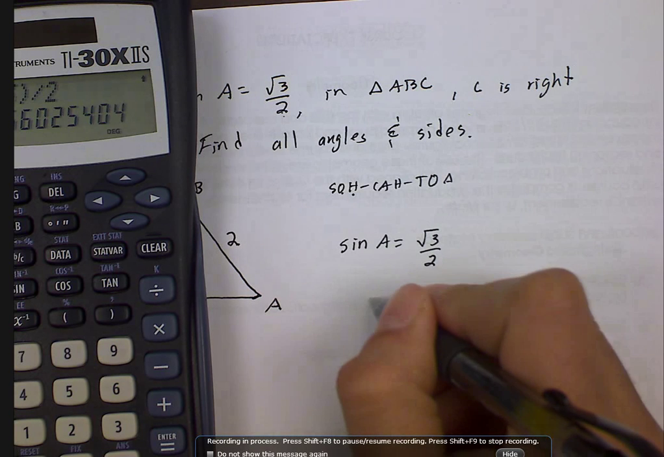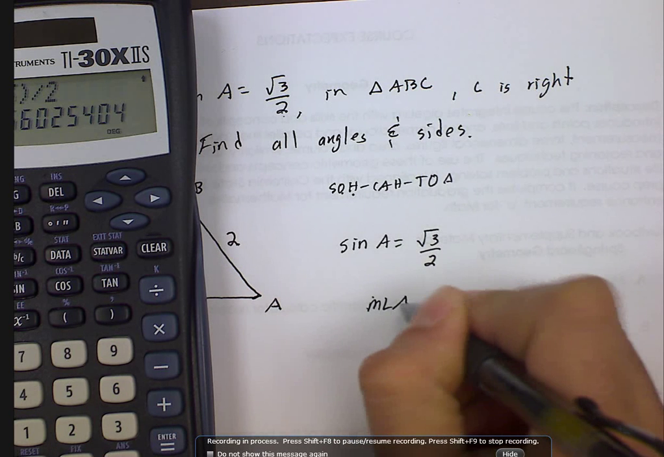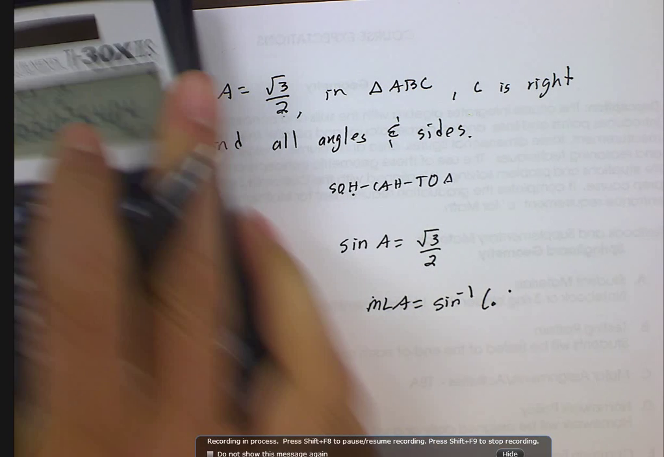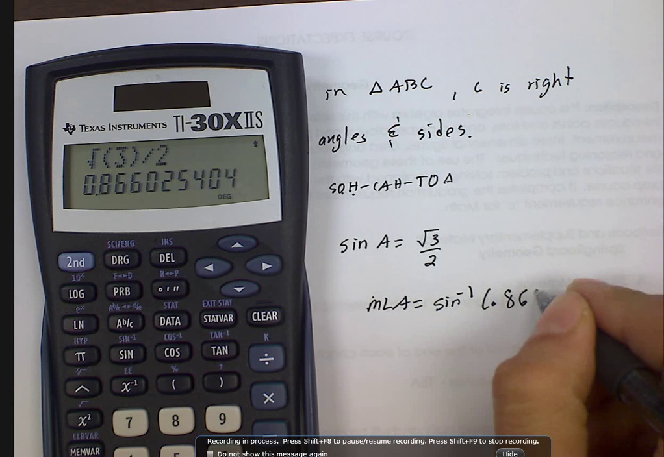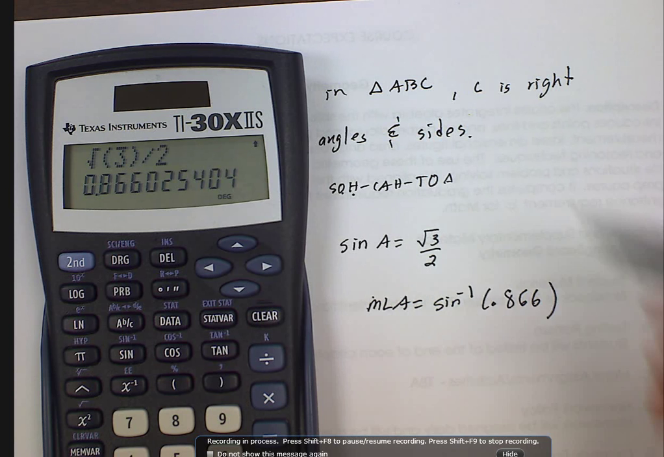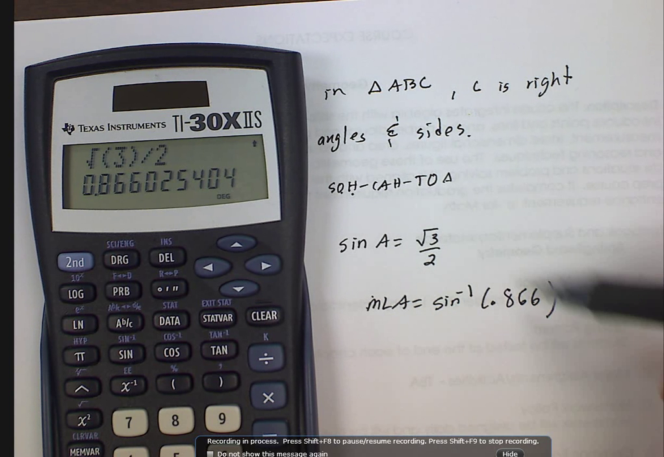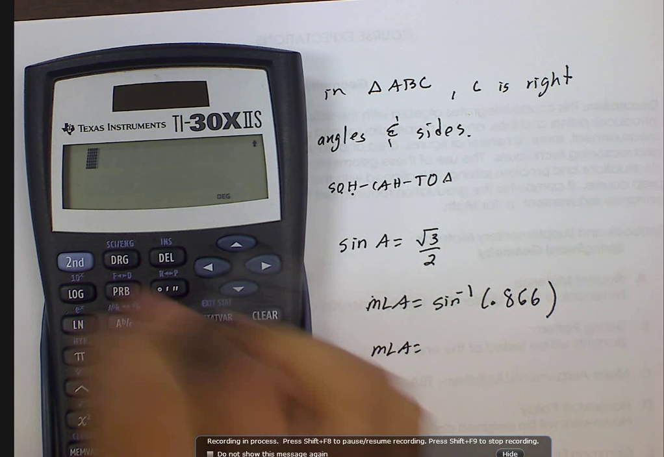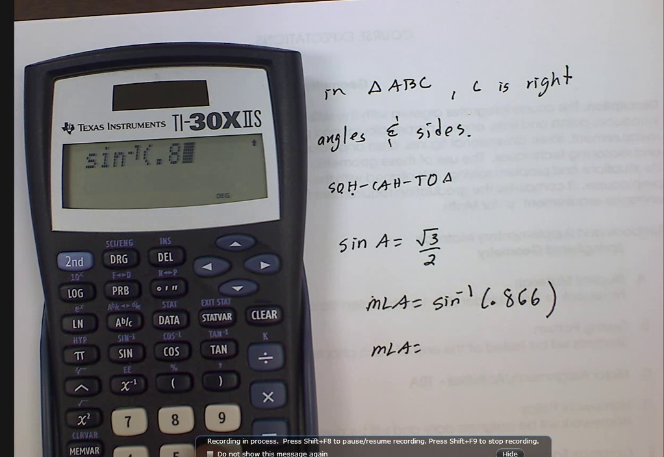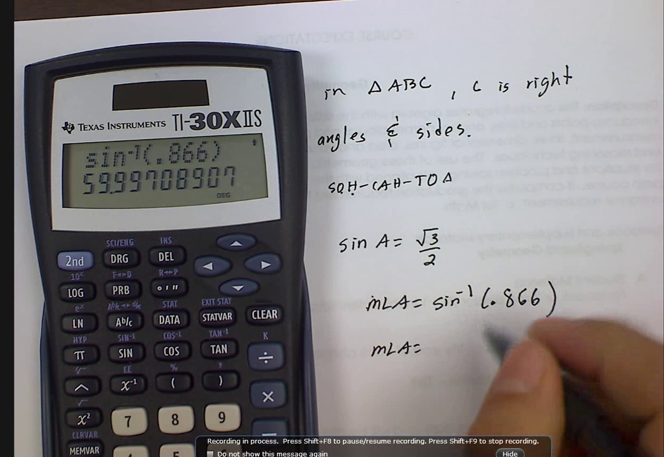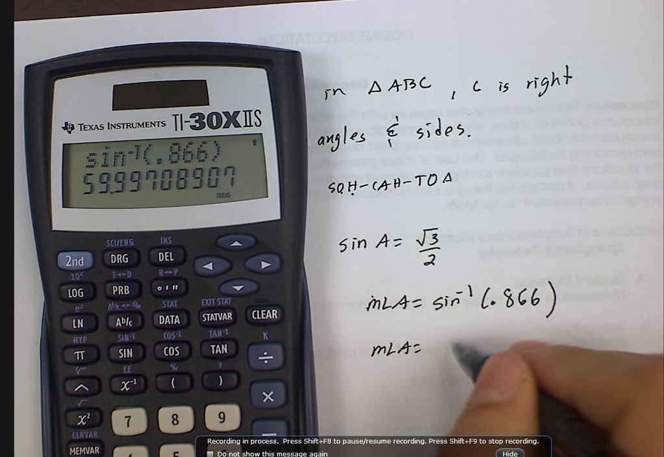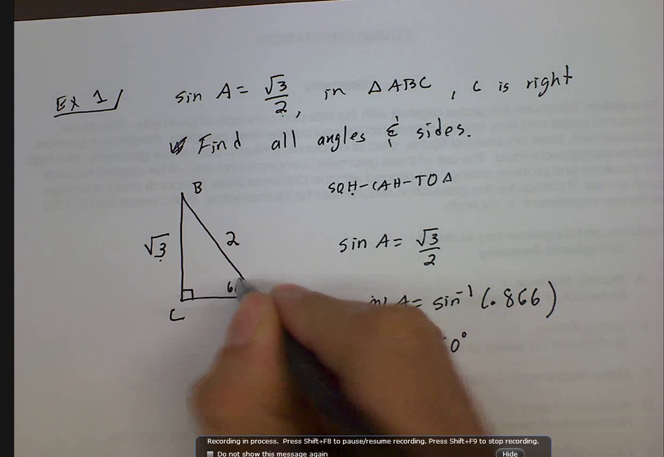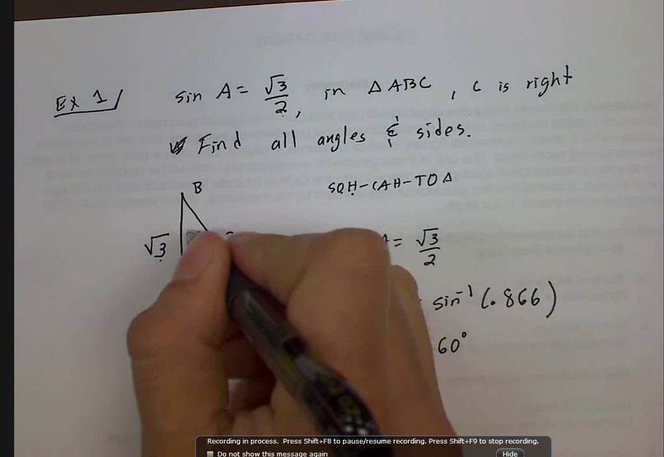So we can do measure of angle A is equal to sine inverse of 0.866. Okay, so what I did, I took that and changed it into decimals, and now I'm going to plug it into my inverse function. So I know a measure of angle A is going to be whatever I get from here, and that is 59.997. So we can round it up to 60 degrees. Okay, so that means this one is 60 degrees. Therefore, this one up here has to be 30.